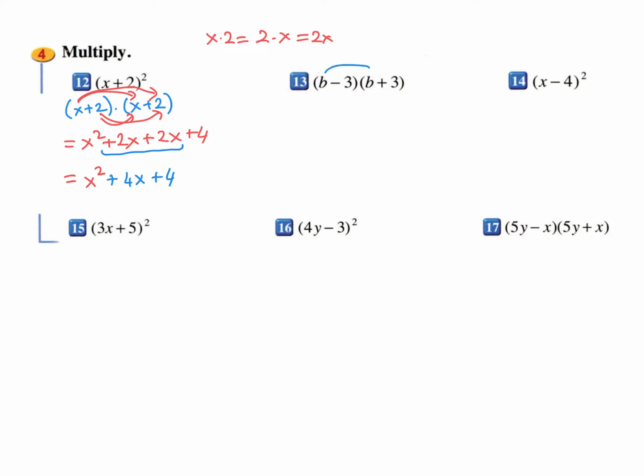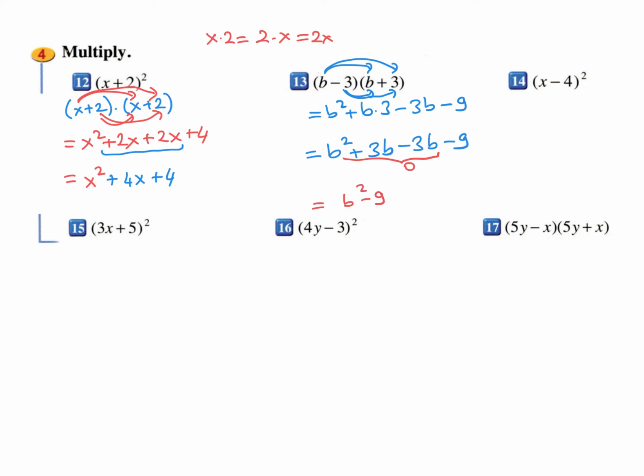Let's solve that one now. B times b, it is b squared, plus b times 3 will be b times 3, and minus 3 times b, it is minus 3b, minus 3 times plus 3 will be minus 9. Let's simplify them. B square plus b3, I will write 3b, same as previous example, and minus 3b minus 9. And look at here, we have perfectly opposite terms. So plus 3b minus 3b will be just 0. So b square minus 9 will remain.